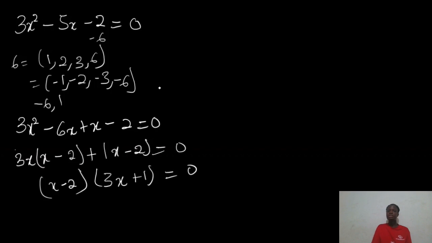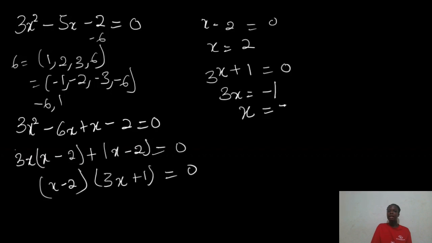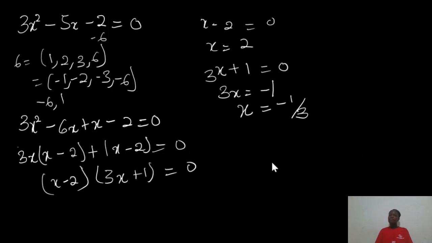So from here, x minus 2 is equal to 0, which means x is equal to 2. Then 3x plus 1 is equal to 0, so 3x is equal to negative 1, and x is equal to negative 1 over 3. The two values of x that we've gotten are 2 and negative 1 over 3.